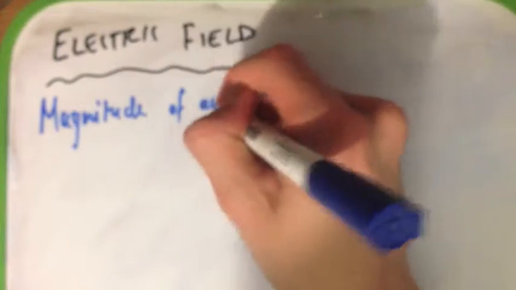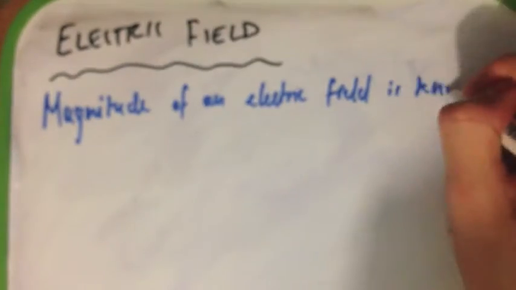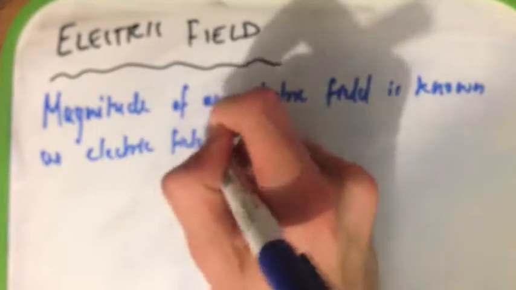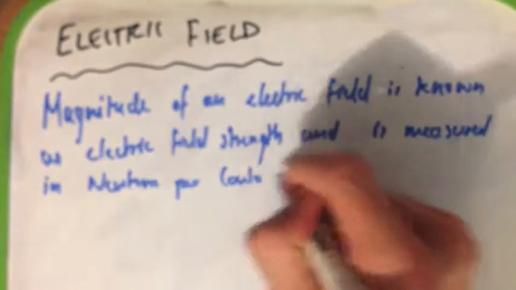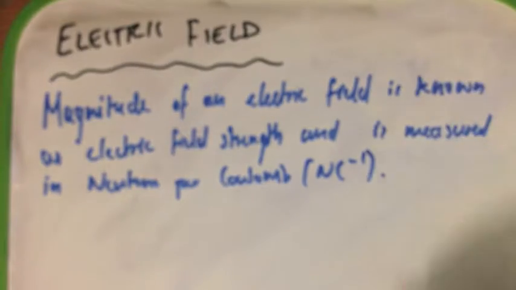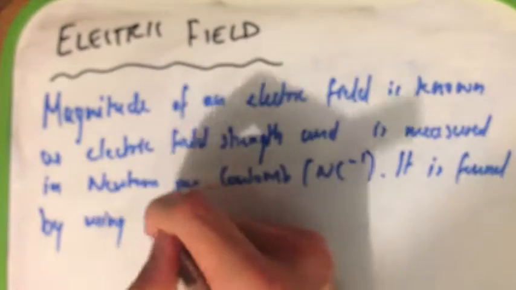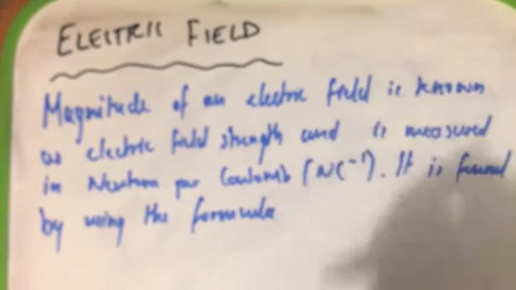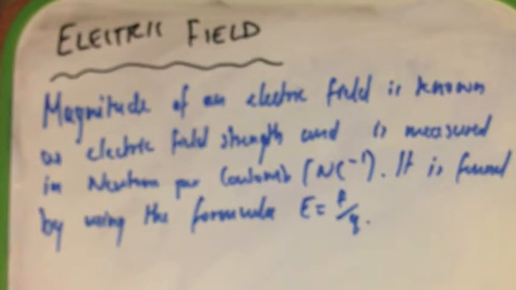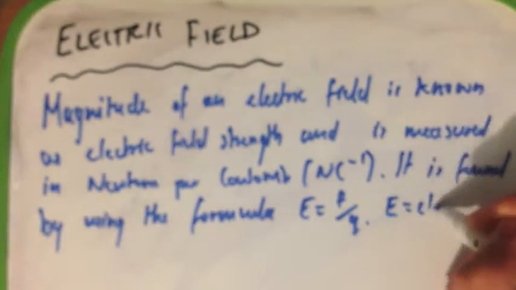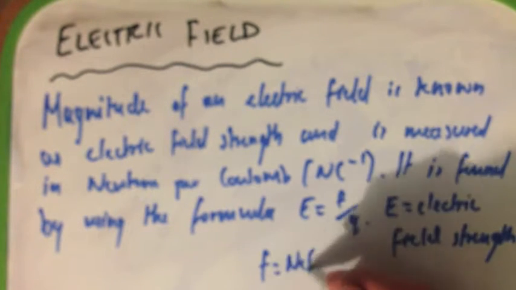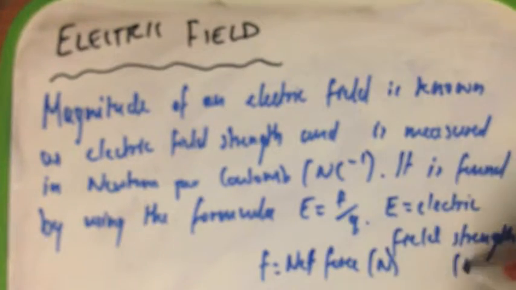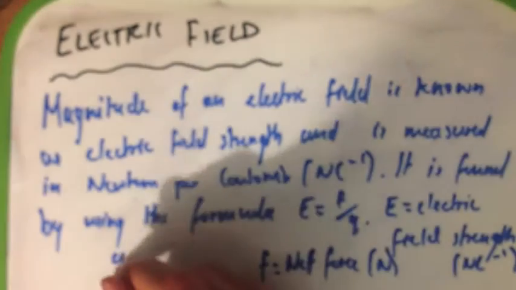Next up is electric field. The magnitude of an electric field is known as electric field strength and is measured in newtons per coulomb. Electric field strength is found using the formula E equals F over Q. E stands for electric field strength measured in newtons per coulomb. F stands for net force measured in newtons, and Q stands for charge measured in coulombs.